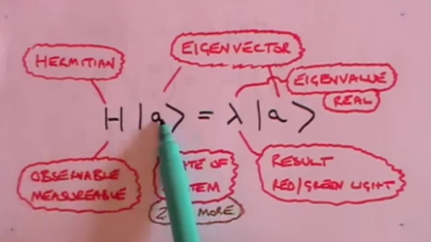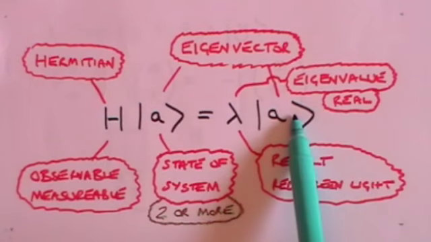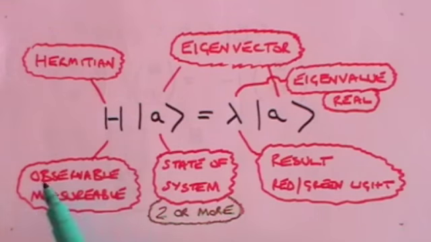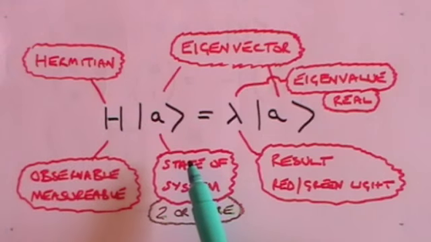You've got a Hermitian matrix acting on an eigenvector. It produces the same eigenvector and a real eigenvalue. Below, I've put what that means in the physics. In the physics, H represents the observable or the measurable, the experiment. A represents the possible state of the system. There will always be two or more, otherwise the thing becomes trivial. In the example I've just given you, there were two, vertical or horizontal.